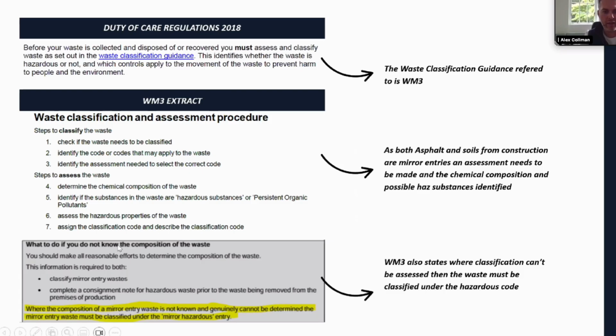WM3, and we've highlighted it in yellow there, specifically says that where it genuinely cannot be tested for any reason, you must then classify that waste as being hazardous, which obviously would be very, very expensive for your business. So having a proper WM3 strategy, which isn't necessarily part of this protocol but is affected by the protocol, is really important for any work that isn't falling under major permits.